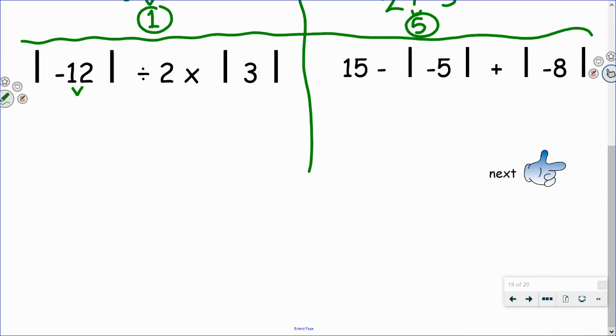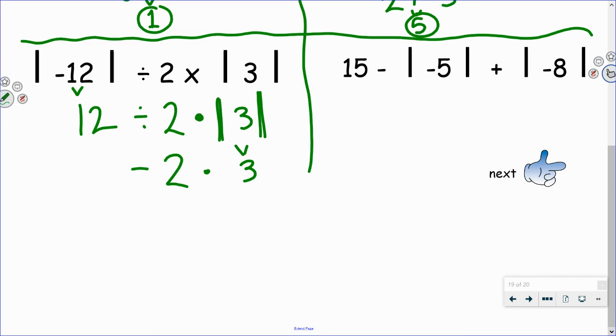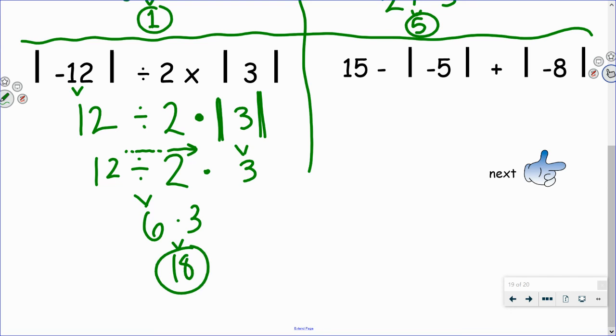The absolute value of negative 12 is 12. I'm going to use a dot for times. Absolute value of 3 is 3. Remember, please, that multiplication and division are equally strong and should go left to right. 12 divided by 2 is 6, and 6 times 3 is 18.